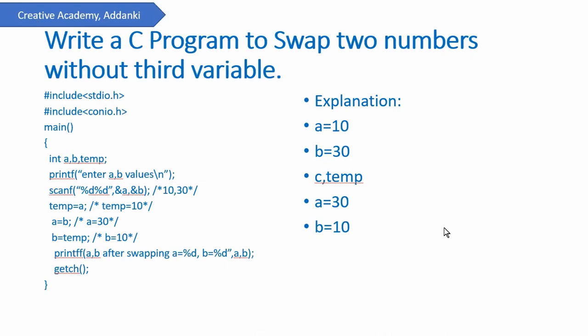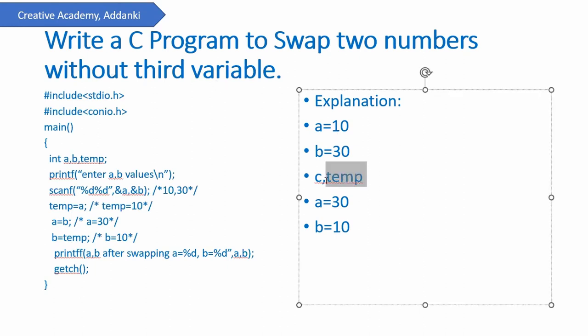In the previous program, we learned how to swap two numbers by using a third variable. Now in this program, how to swap two numbers without a third variable. Previously we used a third variable. Now we will be swapping numbers, right?